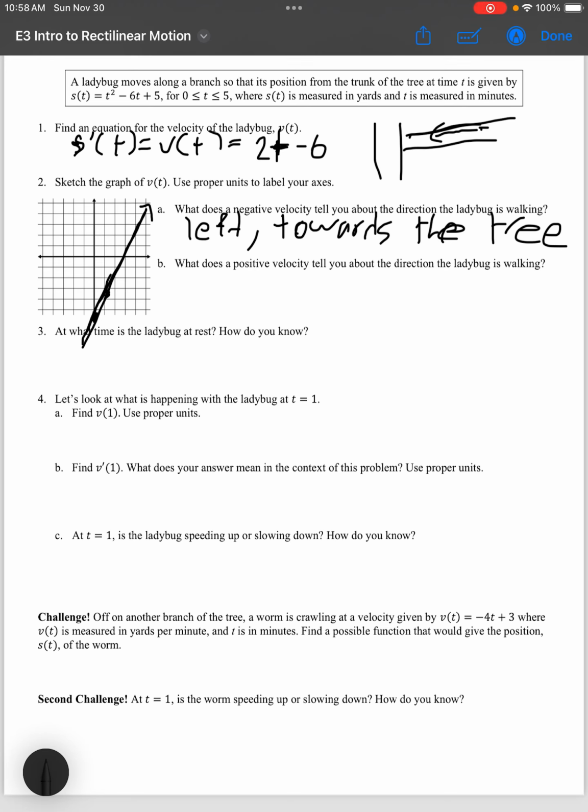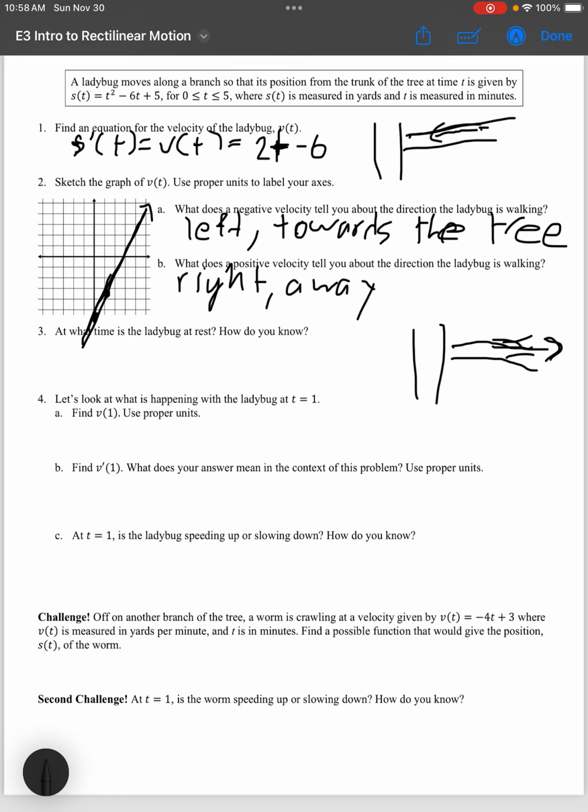Okay, so what does a positive velocity tell you about the direction the ladybug's walking? So again, if this is the tree trunk and this is the branch, a positive velocity always means to the up or right. So in this case, we'd be going this way, to the right. So right and away from the tree trunk.